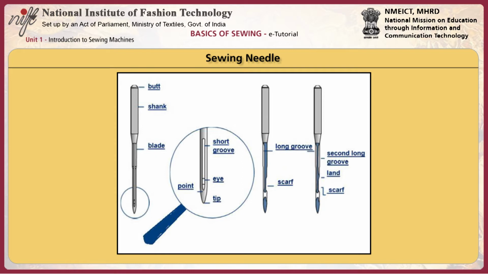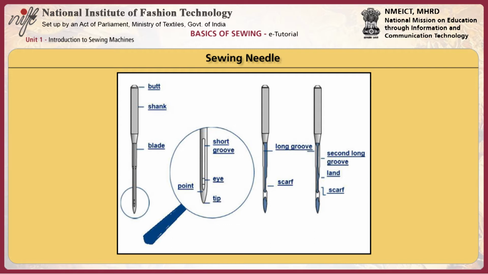Sewing needle. Now let us learn about the various parts of a sewing needle. There is one important part, but this is a small pyramid at the upper end of the shank. It is designed to make a single point contact with the hole in the needle bar.